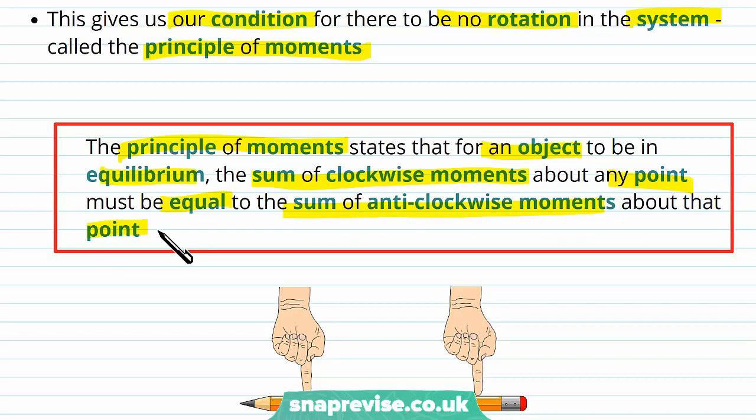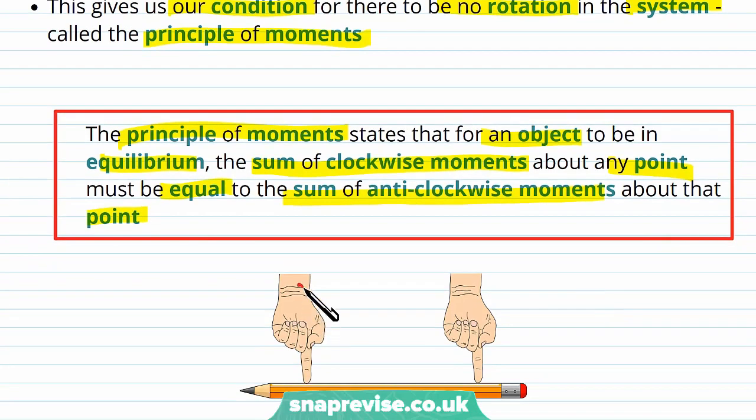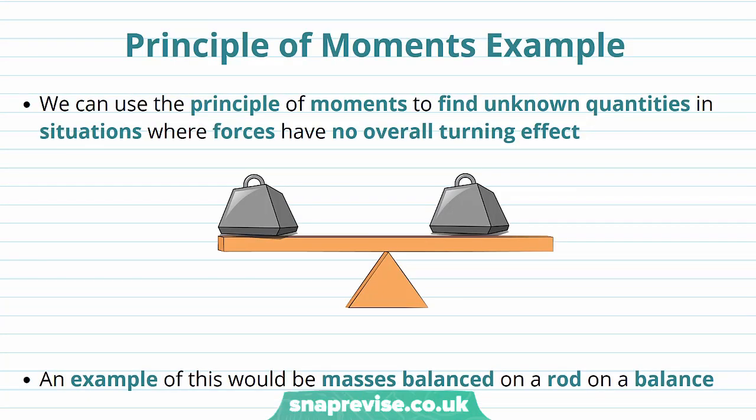So we saw in our earlier example, if the two forces here have the same magnitude and they are applied at the same distance away from the centre of rotation, the anti-clockwise moments will equal the clockwise moment, so there will be no rotational motion of the pencil. So let's apply the principle of moments to an example.